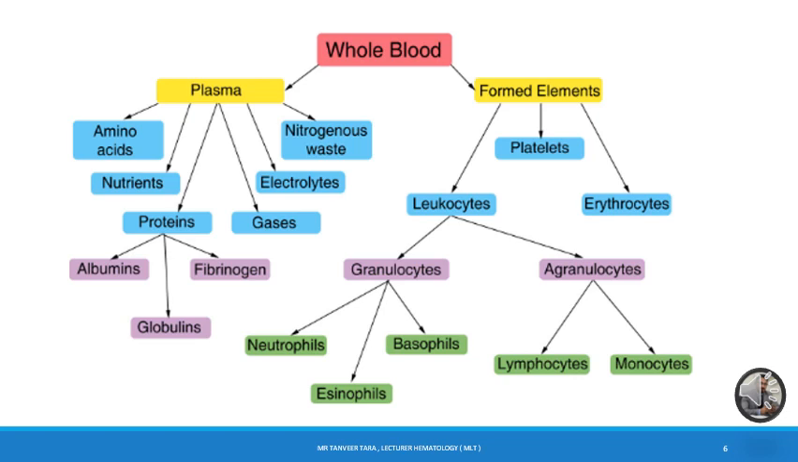So after summarizing, the whole blood is composed of two parts. One is plasma, the other one is formed elements. Formed elements are only of three types, which I have discussed earlier, and the rest of the blood is plasma. Overall, these all are known as whole blood.